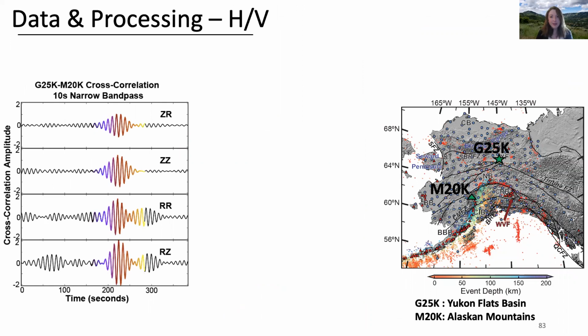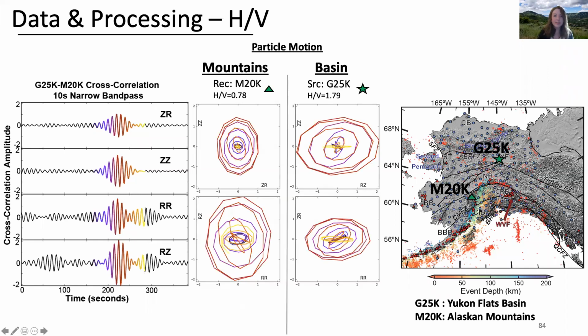Here we are showing the positive part of the cross correlation for virtual source G25K in the Yukon Flats Basin and M20K in the Alaskan Range. The particle motion is shown on the right, where the receiver station M20K is shown here, and the basin station or the source station G25K is shown on the far right.